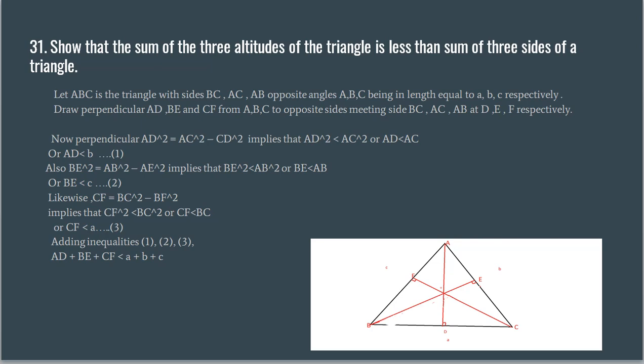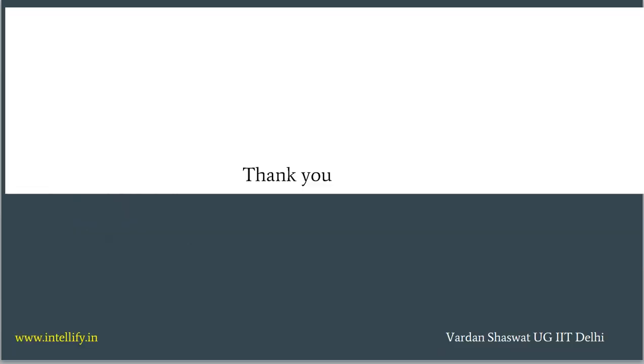So adding 1, 2 and 3, we'll get AD plus BE plus CF, which are the altitudes of the triangle, and a plus b plus c, which are the sides of the triangle. So adding 1, 2, 3, we'll get the sum of altitudes, which is AD plus BE plus CF, is always less than the sides of the triangle, which is a plus b plus c. Hence, it is proved that the sum of three altitudes of a triangle is less than the sum of three sides of the triangle. Thank you so much.